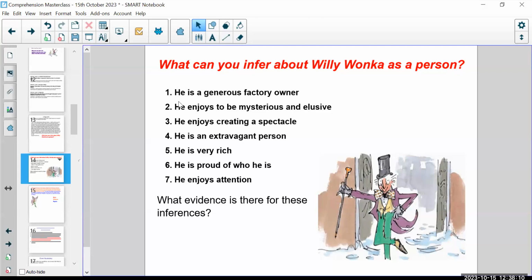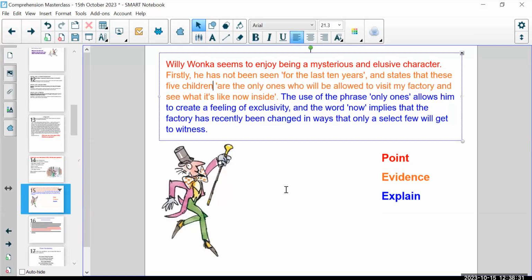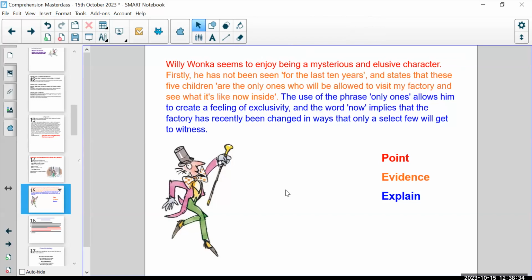And this is the example that I gave. This is my PEE that I wrote. So Willy Wonka seems to enjoy being a mysterious and elusive character. Actually, a lot of you said something very similar to this. Firstly, he has not been seen for the last 10 years, and he states that these five children are the only ones who will be allowed to visit my factory and see what it's like now inside. So the use of the phrase only ones allows him to create a feeling of exclusivity. And the word now implies that the factory has recently been changed in ways that only a select few will get to witness. So he likes to build up all this allure around him.